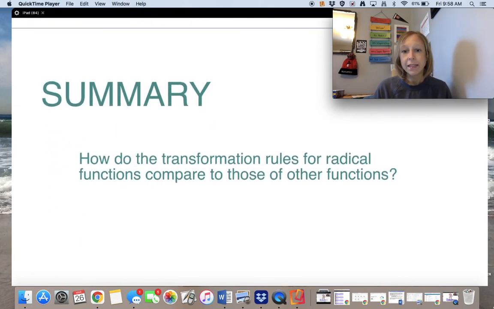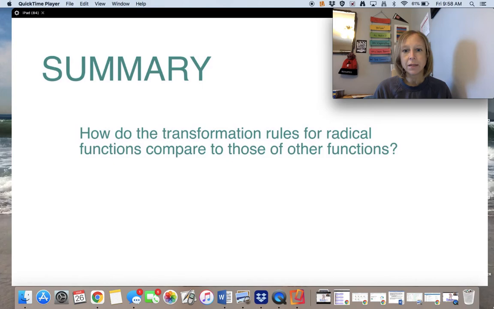Okay, that's it for the week. Short and sweet. Let's remember that these transformation rules we have done numerous times all year, okay? So they're the same as we did with quadratics, polynomials, all of the same.